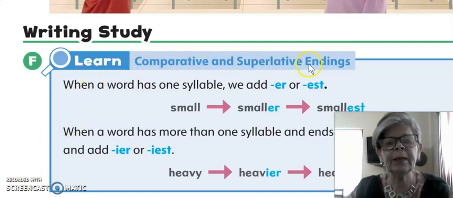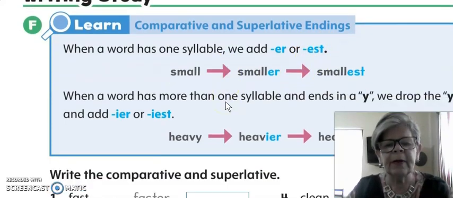Learn comparative and superlative endings. When a word has one syllable, we add ER or EST. In this case, today we are going to work with superlatives. We're going to add EST to the adjective. Let's see some examples. Small, smaller, smallest.